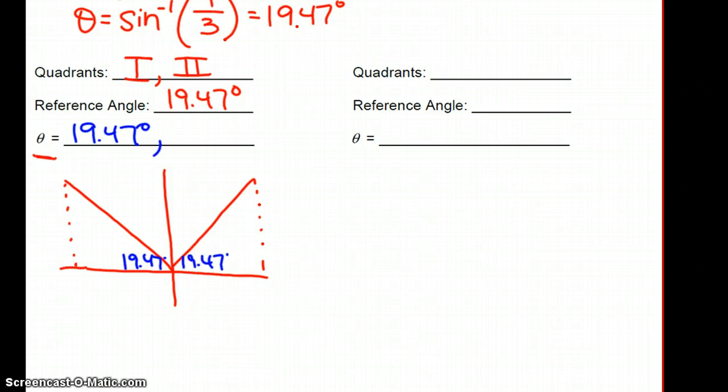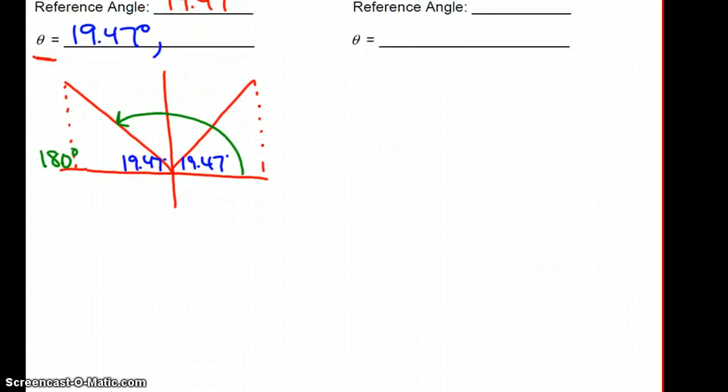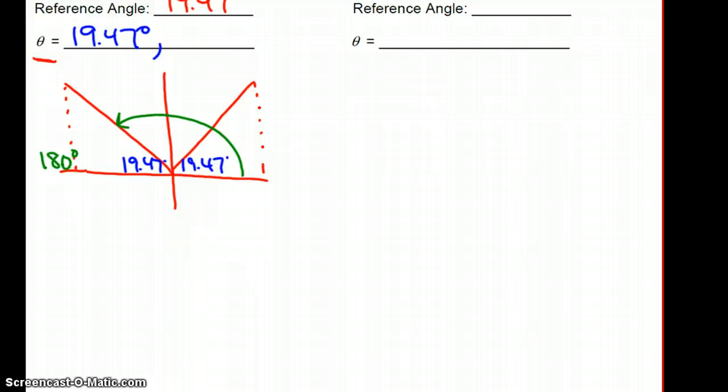In quadrant 2, how am I going to find what that whole angle is? Well, just think about it graphically. If I start at 0, I'm going all the way around. How far until I hit this line here that forms that 19.47 reference angle? Well, if that whole thing is 180, I want everything but 19.47. So to find this angle here, we're going to say 180 minus 19.47 degrees, and that gives me my second answer of 160.53 degrees.